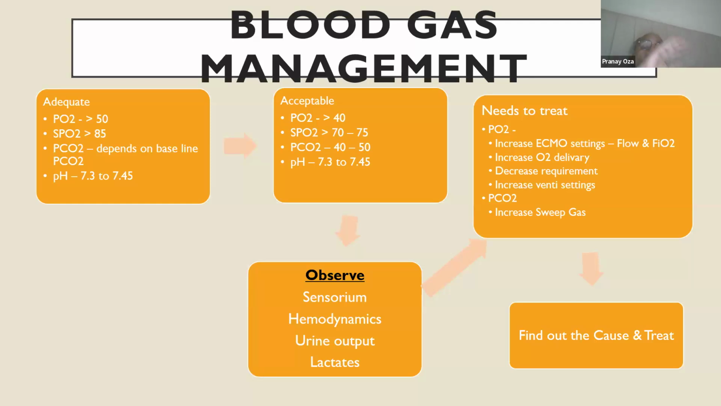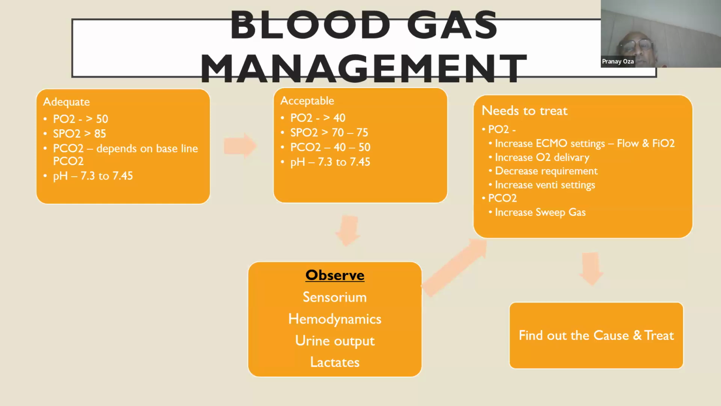Really, because you don't want to cross the safety limit. If you go beyond this, the safety will be crossed. So if you observe this and everything is fine, you can just continue. If you feel that lactates are going up, urine output is going down, the patient is becoming hemodynamically unstable, or the patient's sensorium is going down, becoming drowsy, then guys, you need to treat it.